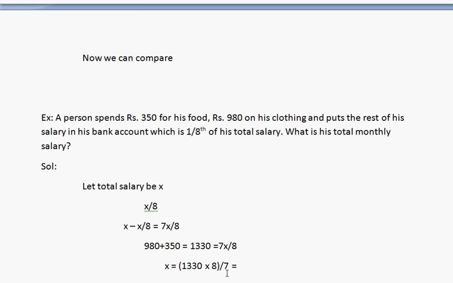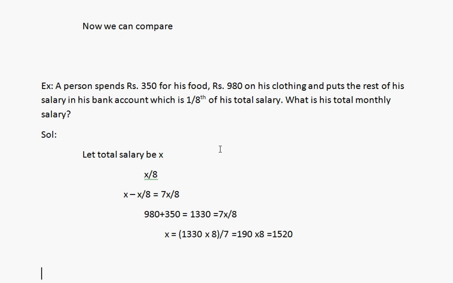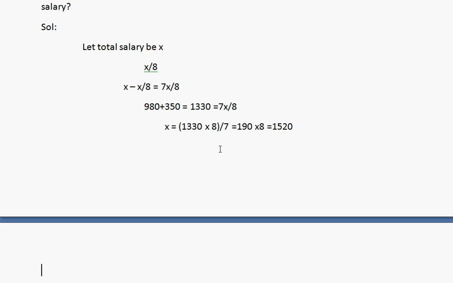So if you solve it, 1330 is divisible by 7. It would give us 190, right? So 190 into 8 is what we get from here, right? So it would become 1520. So this is his total salary. So it was an easy application of fractions, right? So we have given certain fraction, we have to find what fraction he spent. That we did. That's how we do it. This was the most basic question which you might get in your CSAT exam, right?